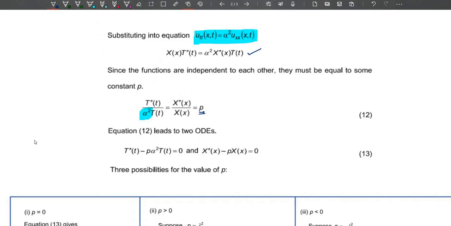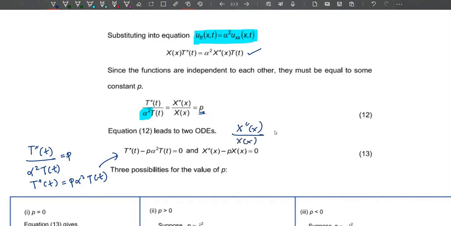Okay, the first one will be this part, where T double prime of t over alpha squared T of t is equal to P. So by rearranging, we have here P alpha squared T of t, which can be written as such, later on. For this one, it is from here, so X double prime of x over X of x equal to P, which means X double prime of x equal to P X of x, which can be written as such, right?